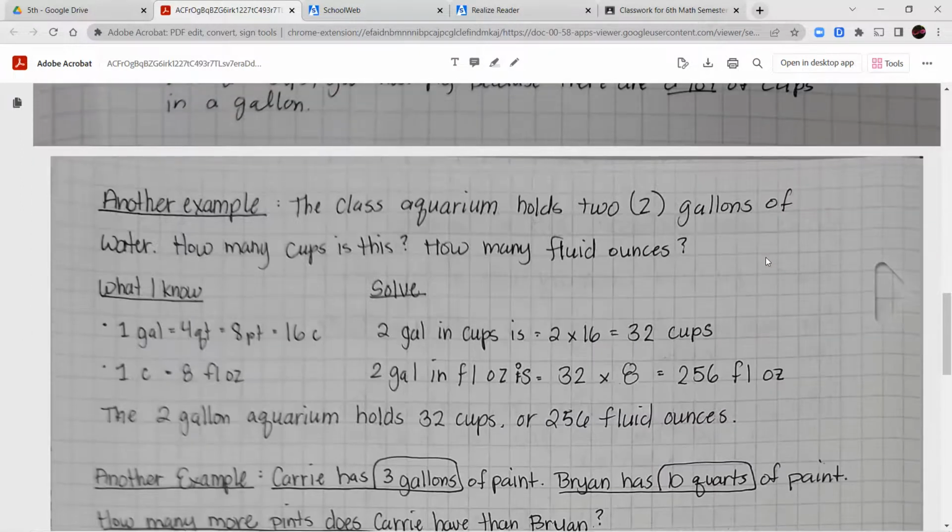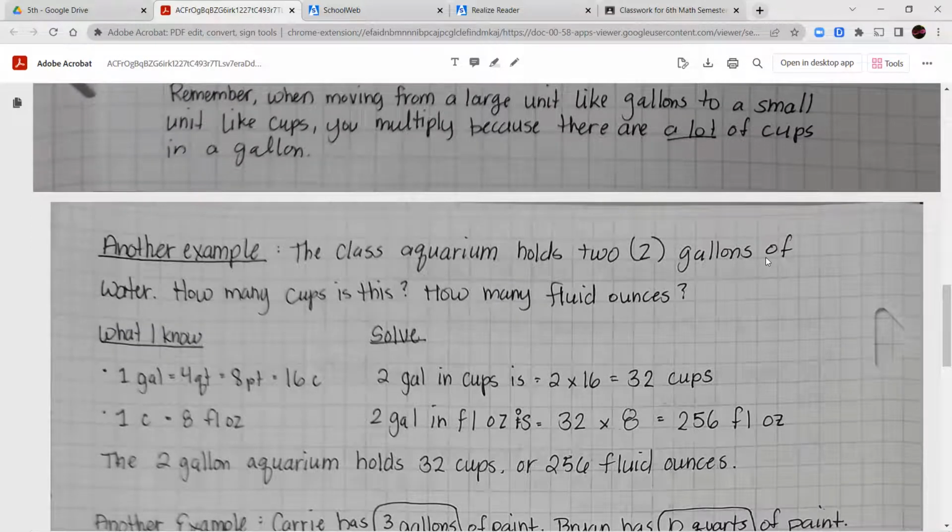All right, let's take a look at some more examples. Our next one says the class aquarium holds 2 gallons of water. How many cups is this? How many fluid ounces? So let's stop and think about what we know. I know that 1 gallon is 4 quarts, which is the same thing as 8 pints, which is the same thing as 16 cups. And I know that 1 cup is equal to 8 fluid ounces. So now I can start to solve.